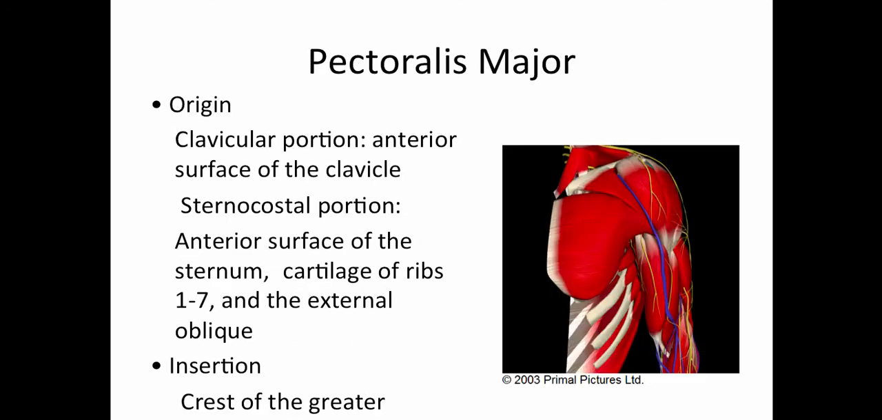The pectoralis major originates on the clavicular portion in the anterior surface of the clavicle. It also begins at the sternal portion on the anterior surface of the sternum, the cartilage of the ribs 1 to 7, and the external oblique. The insertion of the pec major is at the crest of the greater tubercle of the humerus.